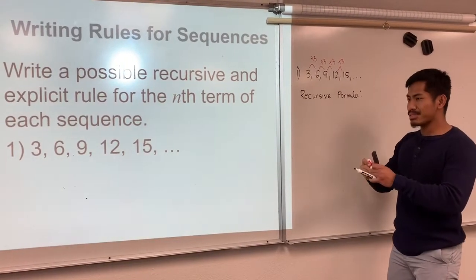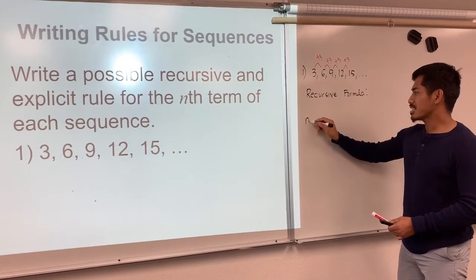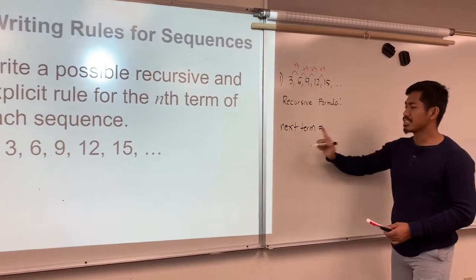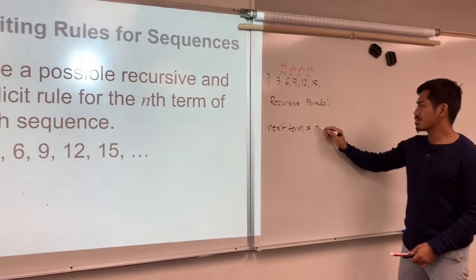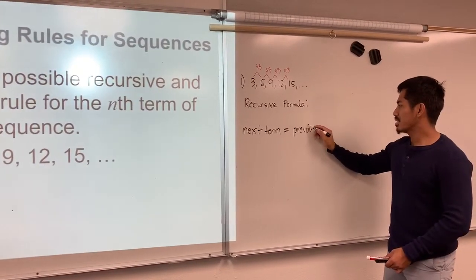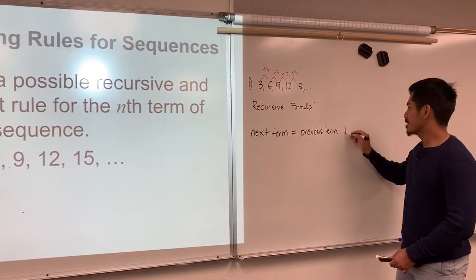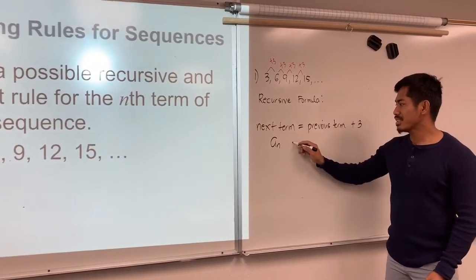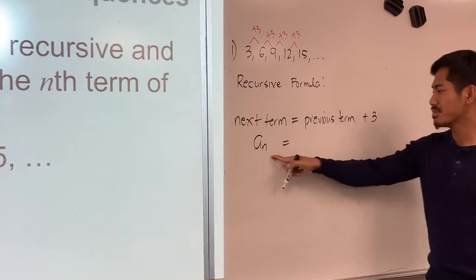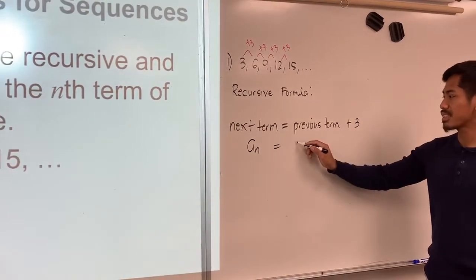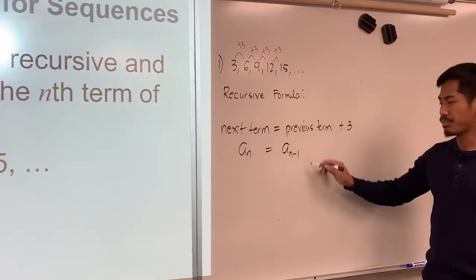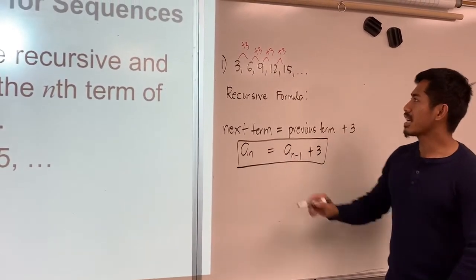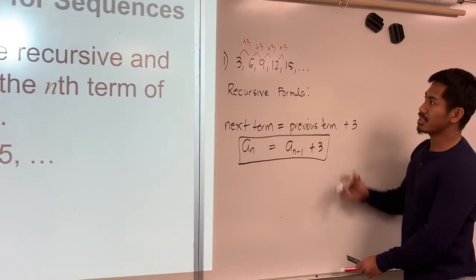So it means basically you can write the rule as the next term is equal to the previous term plus 3. So mathematically we can write that as a sub n, that's the nth term or the next term, equals the previous term, that is a sub n minus 1, plus 3. So this is the recursive formula that would represent that particular sequence.